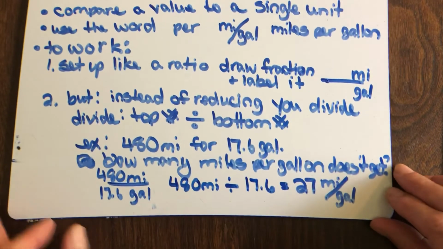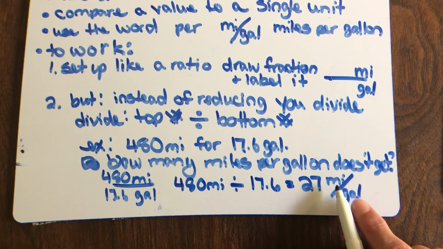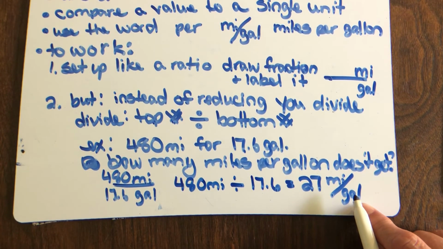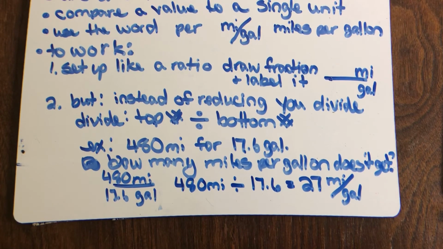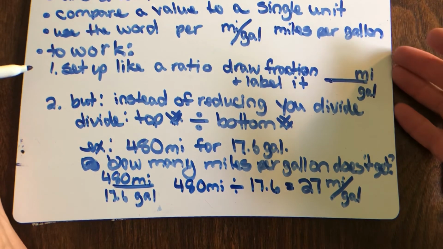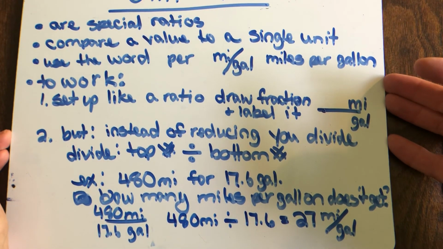Hopefully you could follow that. Notice that you don't say miles per 1 gallon. When I say miles per gallon, it's understood to be 1 gallon. And that's always a little confusing because that number 1 is not there, but the word is still represented as if it were there. Okay, so that's what a unit rate is. So get your notes written, and then we're going to talk about comparing price with unit rates on the next video.